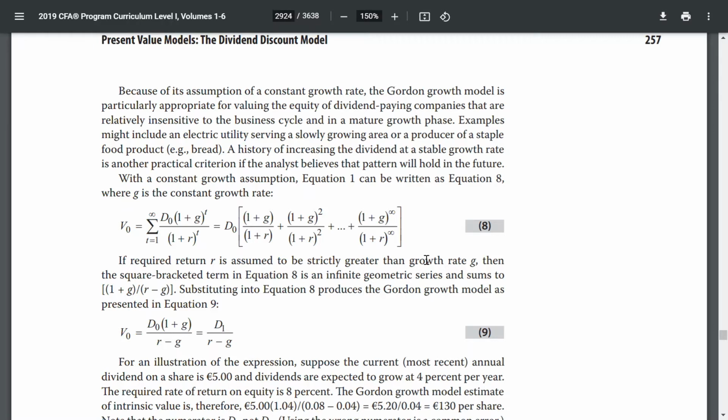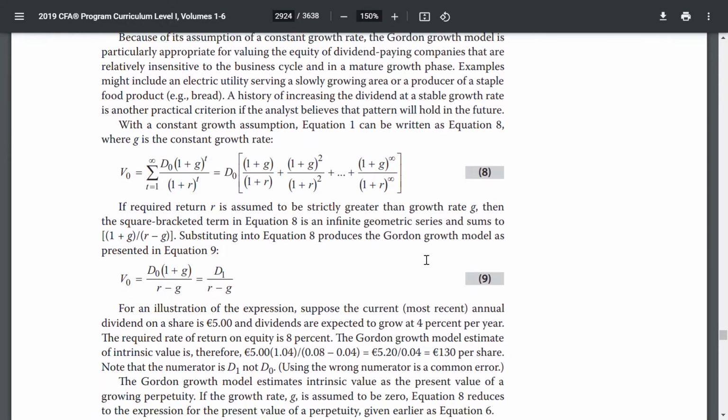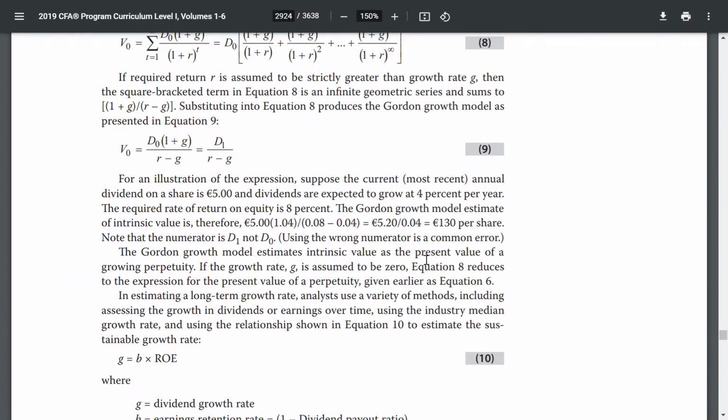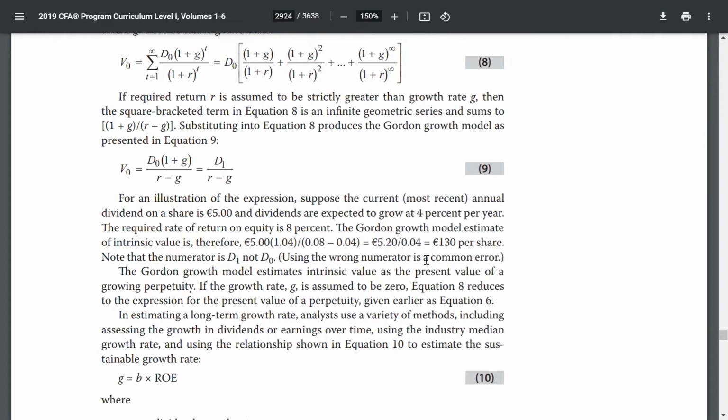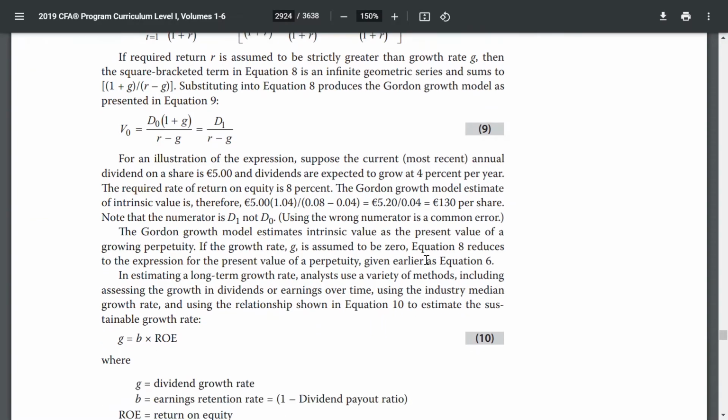With a constant growth assumption, equation 1 can be written as equation 8. If the required return r is assumed to be strictly greater than the growth rate g, then the square bracket term of equation 8 is an infinite geometric series. Substituting the sum of such a series into equation 8 produces the Gordon growth model as presented in equation 9. For an illustration of its application, suppose the following.